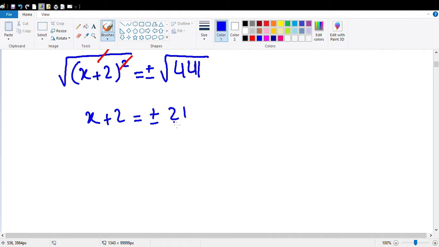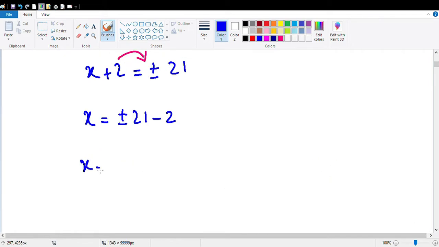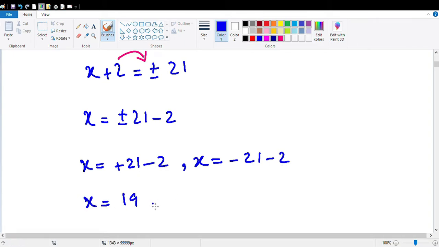And now we're just going to take 2 to the other side to get the value of x, right? So x is equal to positive or negative 21 minus 2, because it's positive over here, it becomes negative over there. So we're going to get x is equal to plus 21 minus 2, and x is equal to minus 21 minus 2. So x will be equal to 19, or x will be equal to minus 23.